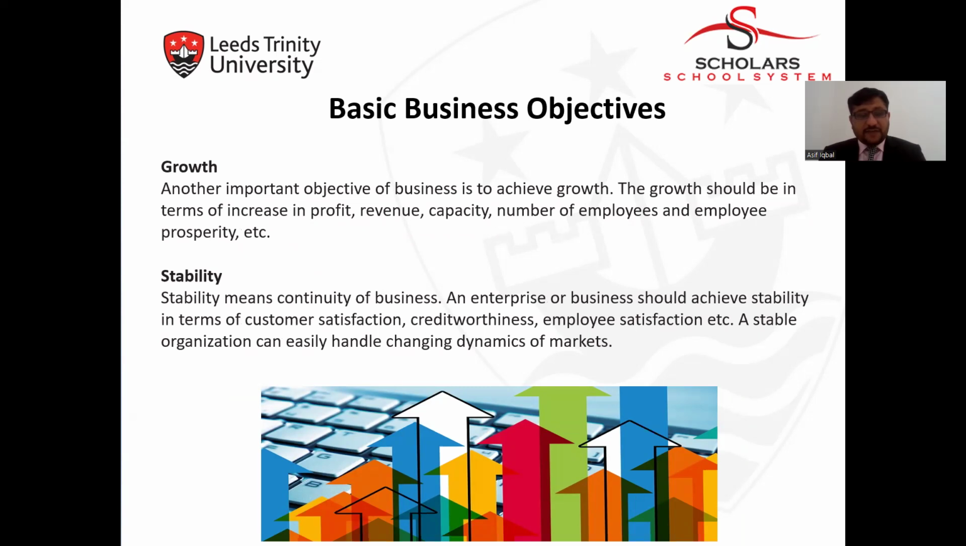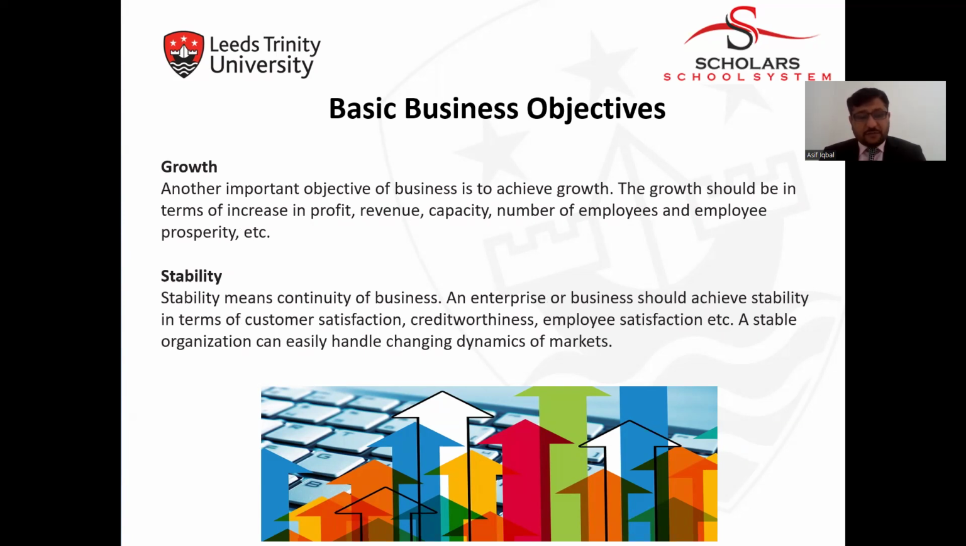Another important objective is growth. Every business wants to achieve growth. The growth should be in terms of increased profit, revenue, sales, and capacity. They want to increase the number of employees. So if the business does these things, it means the business is growing. If they maximize profits, the number of employees increases from the last years, and sales increase from the last years, it means they are achieving the objective of growth.